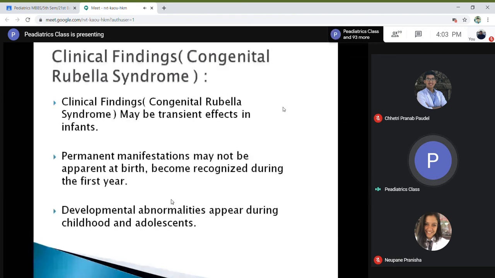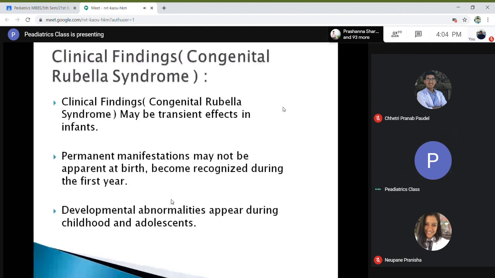So, the clinical findings of congenital rubella syndrome, what are they? There may be transient effects in the infants. Permanent manifestations may not be apparent at birth. It's not necessarily always so. Sometimes it's recognized during the first year of care. So the medical history is very important.